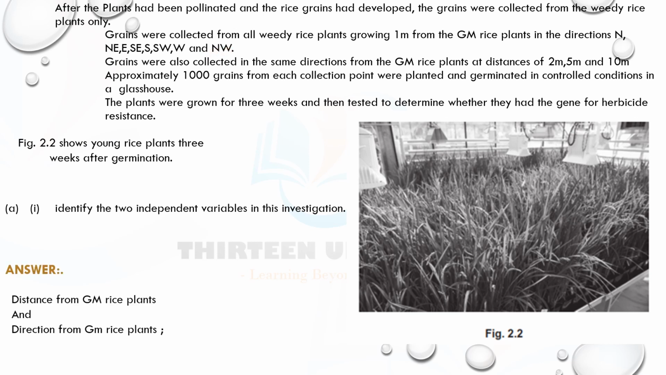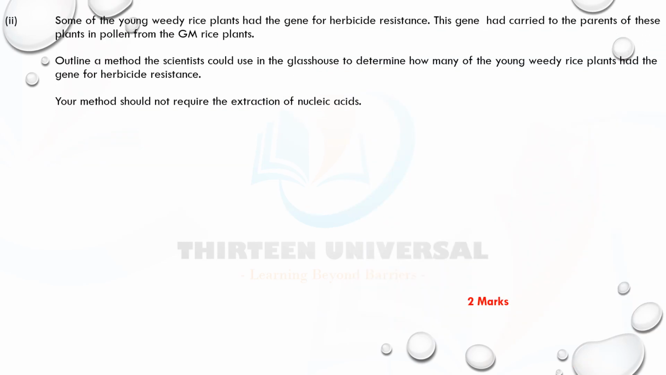Yeah, distance from GM rice plant and direction from GM rice. These are what we changed. Okay, let's move on. Make sure you remember everything. Some of the young weedy rice plants had the gene for herbicide resistance. Wow, gene flowed. This gene had been carried to the parents of these plants in pollen from the GM rice plant.